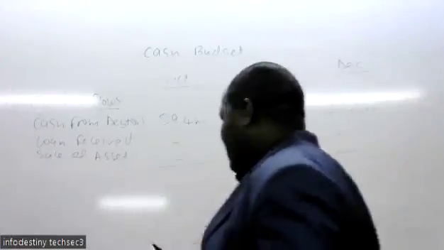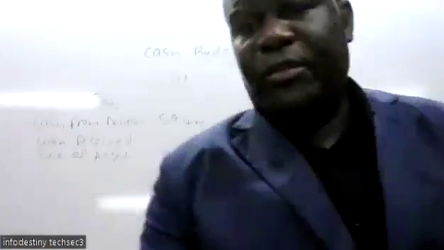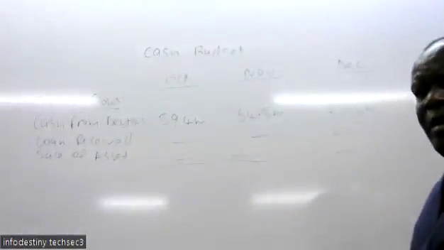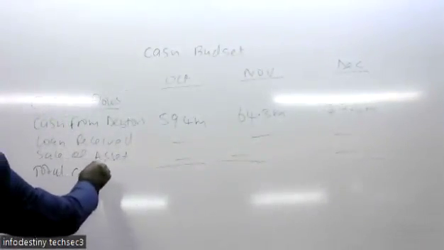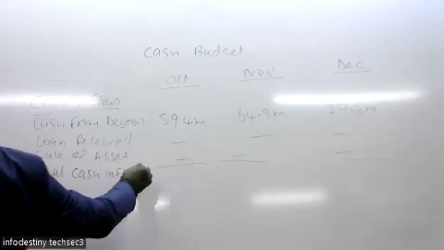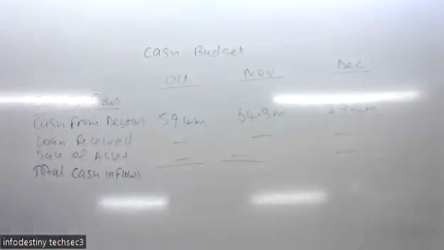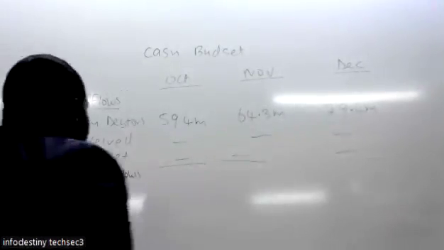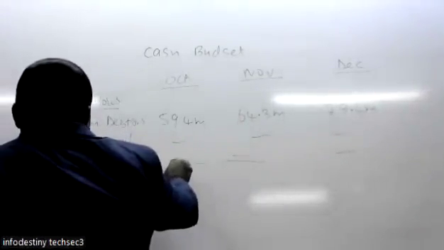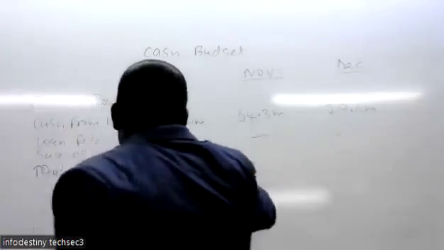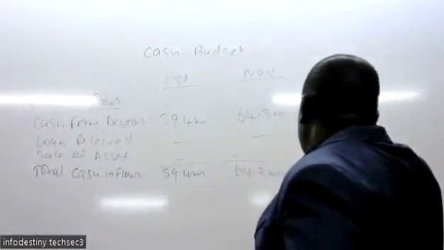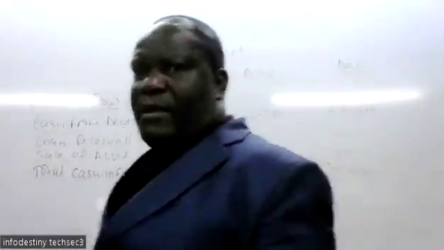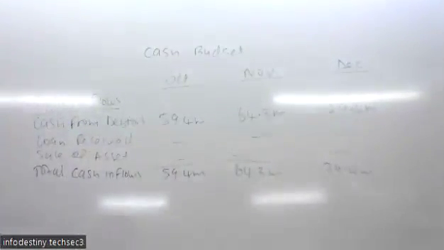So once you add them together, you will come up with the total cash inflows. But now it will just remain the same because there was no value for that. So this will just remain 59.4 million, 64.3 million, 79.4 million. That's now the total cash inflows.